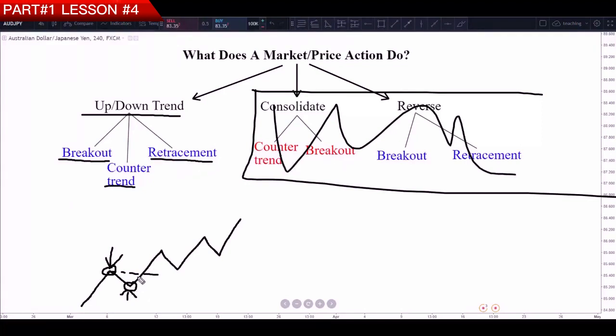As long as after this break above resistance, say we get a candle close right here, the market stays above this previous level of support, we're considering this to be in an uptrend. So again, guys, as long as the market stays above the lowest support before the break of the previous resistance level, then we're considering this in an uptrend.